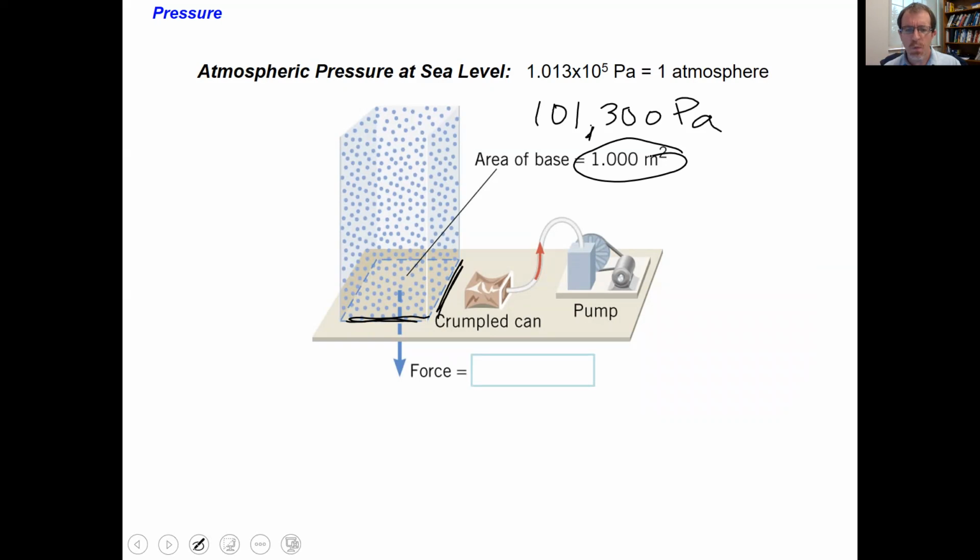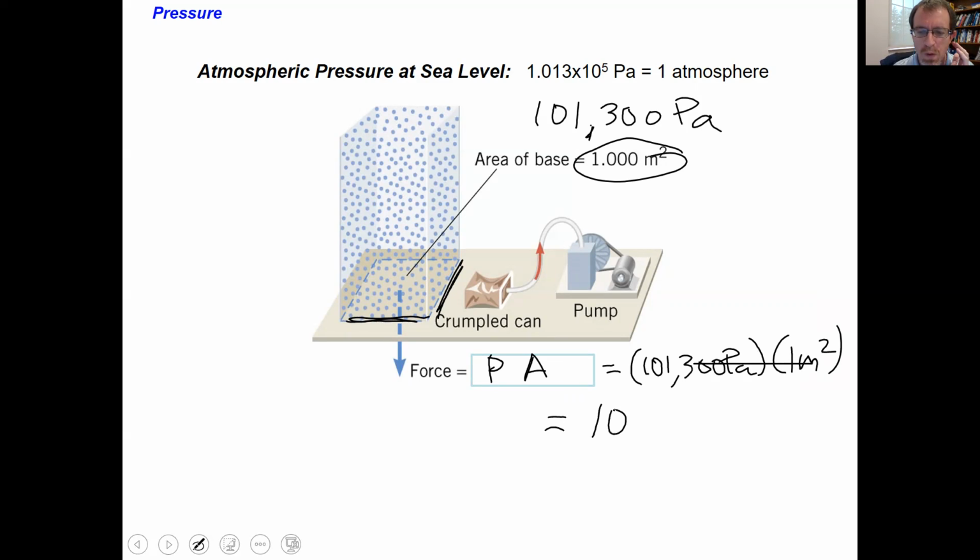Let's think about the force that the air is actually exerting on that square meter. Well, force is equal to pressure times area. And so if we think about this, there's 101,300 pascals, and the area is 1 square meter. So what do I get out of this? I get 101,300 newtons. Holy cow, that's a lot.